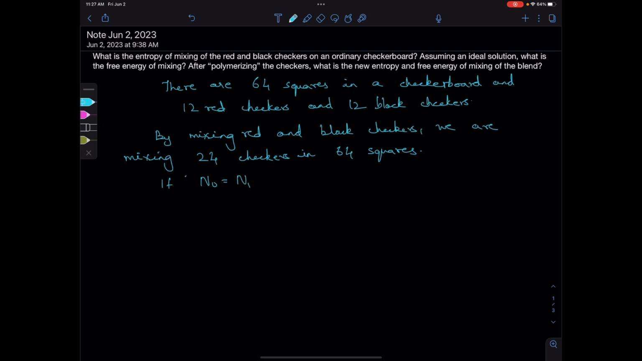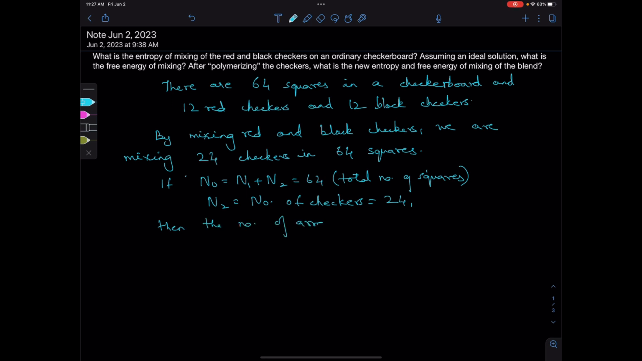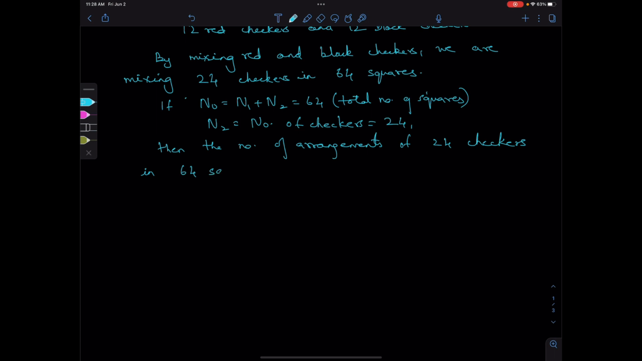If n0 is equal to n1 plus n2, which is 64, the total number of squares, and n2 is equal to the number of checkers, which is 24, then the number of arrangements of 24 checkers in 64 squares is equal to n0 factorial over n1 factorial times n2 factorial, which is 64 factorial over 24 factorial times (64 minus 24) factorial.